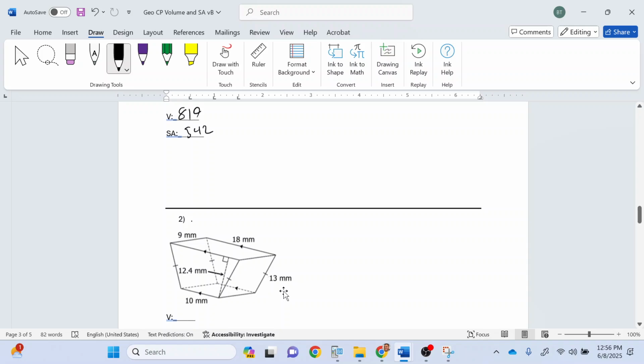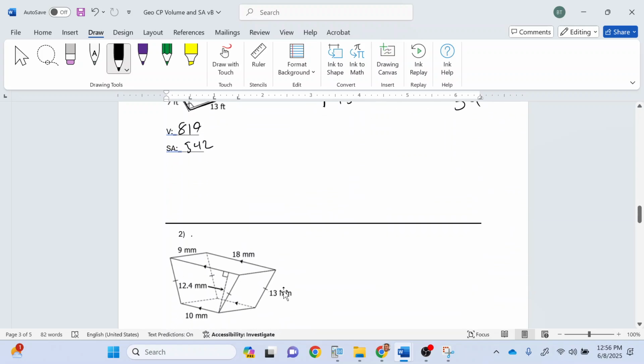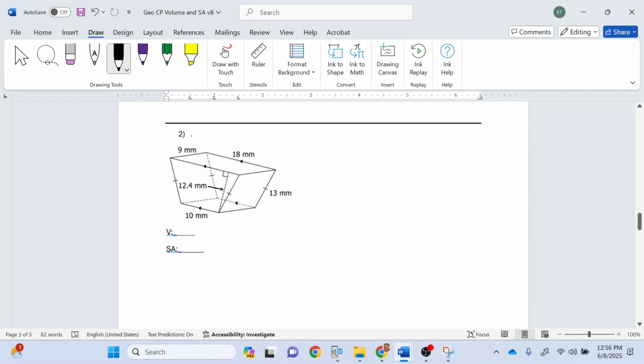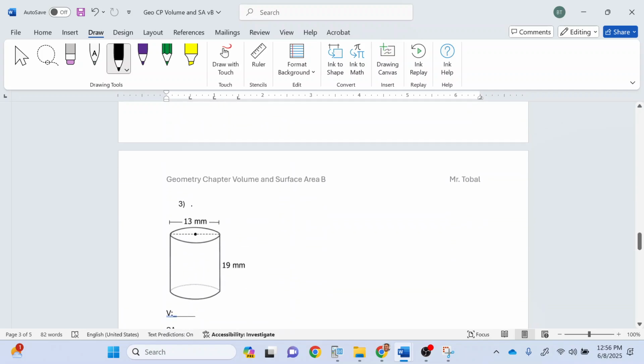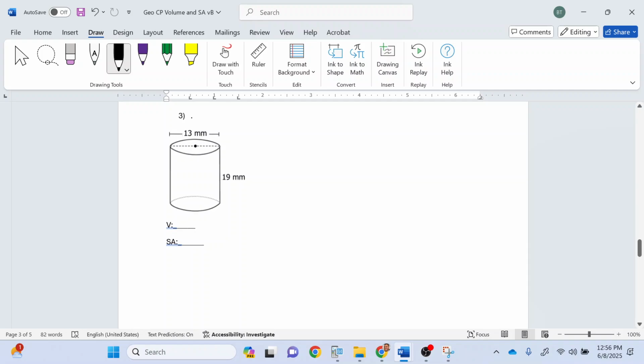All right, next one. What is it? PH plus 2B. Good. All right, this one is a trapezoid one. I'm going to be straight up. I'm not going to do the trapezoid. I don't want to waste my time. Let's go to the next one.